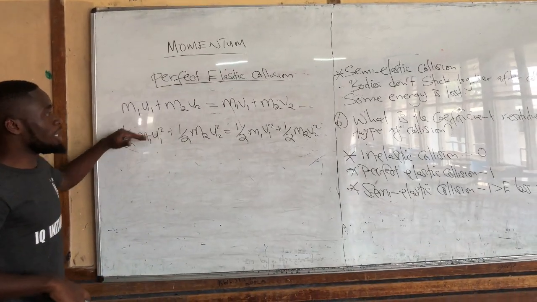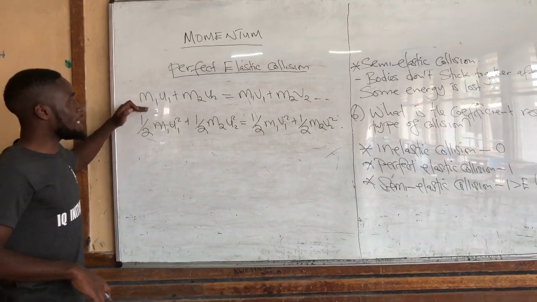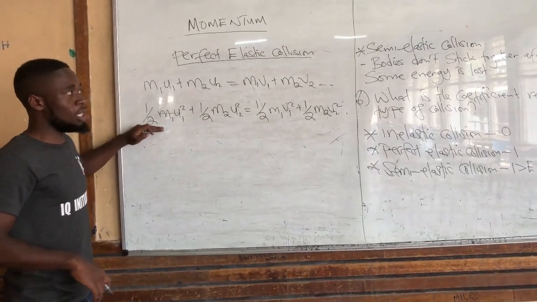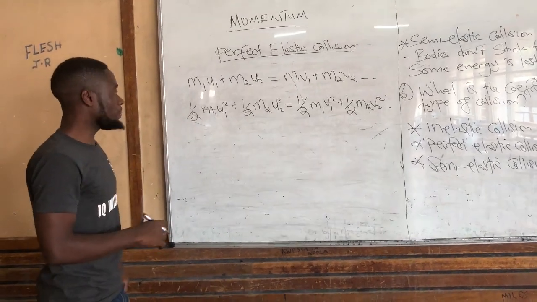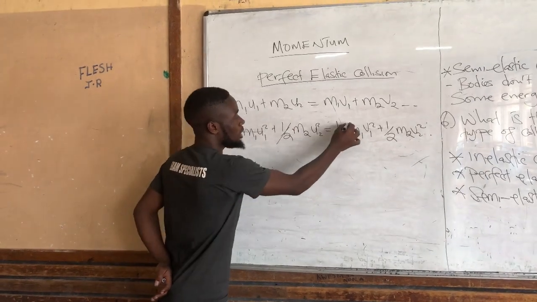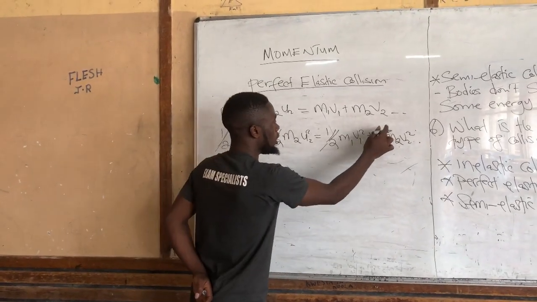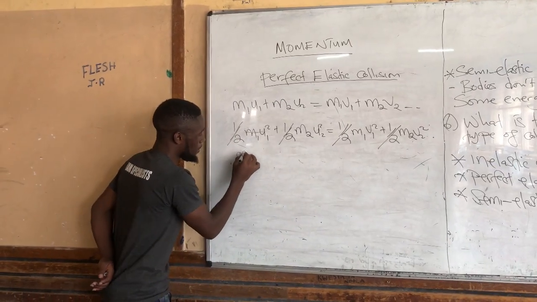This is the equation for momentum, and this is the equation for energy. Because both momentum and energy are conserved in this type of collision, we need to solve these equations simultaneously. So the first thing, let's cancel these halves. This will cancel this one, and this will cancel this other one. So what remains?